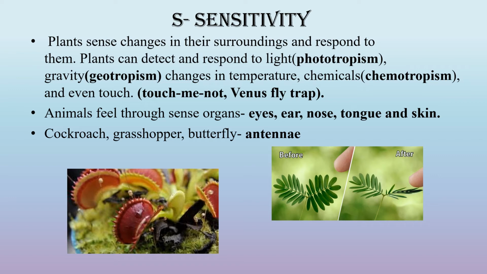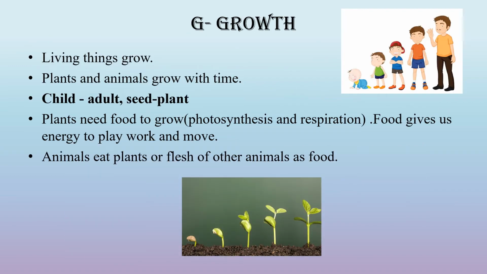So now we are familiar with sensitivity. Next we will move on to the next letter in MRS GREN, that is G, growth. Living things can grow. Plants and animals grow with time. A child can change into an adult. A seed will change into a small plant, then into a tree. Plants need food to grow, and that food comes from photosynthesis and also through respiration. Food gives us energy to play, work and move. Animals eat plants or the flesh of other animals as food to grow.